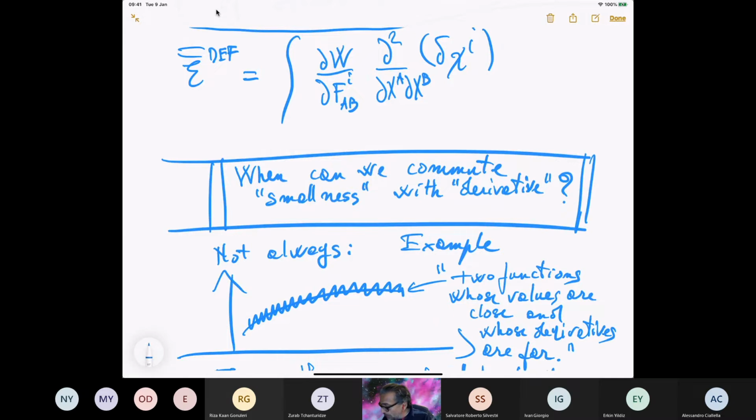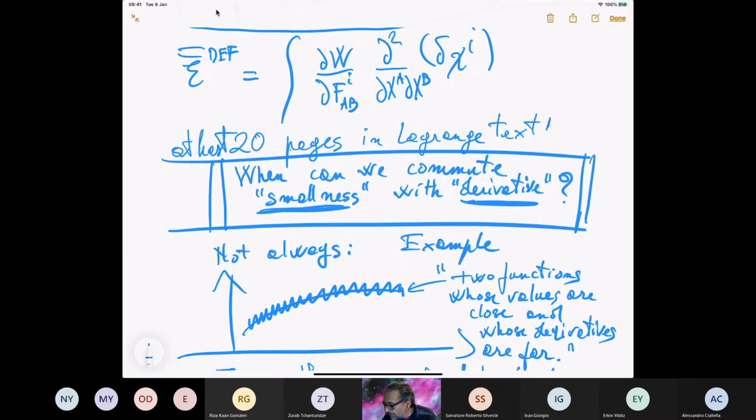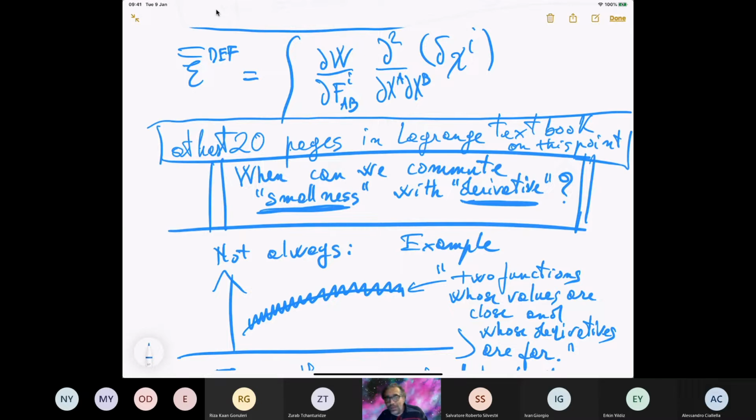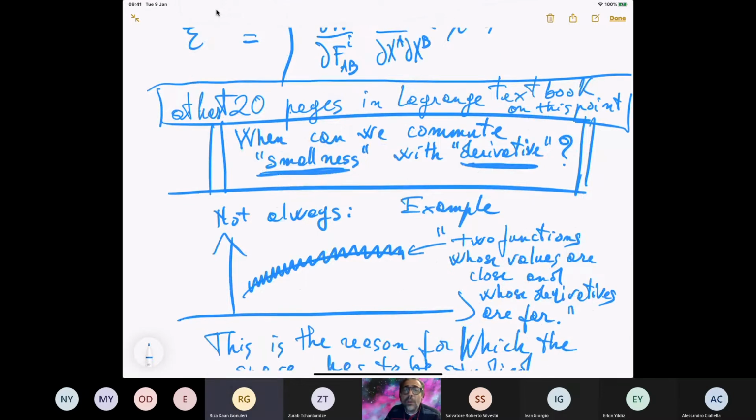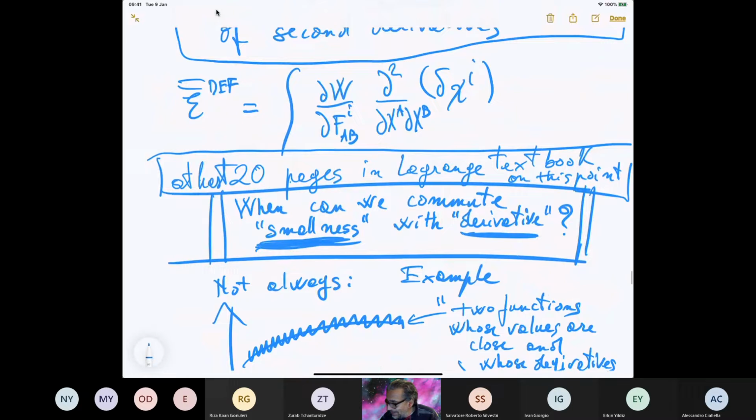When can we commute smallness with derivative? I mean, you write at least 20 pages in Lagrange's textbook on this point. Lagrange was not a simple-minded mathematician, so he knew where dangers can be hidden. So he knew that we cannot commute smallness, the delta, with the derivative operator.